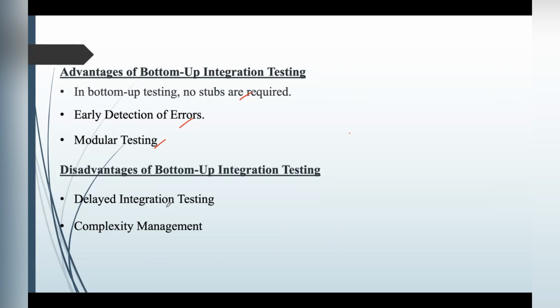Disadvantages: first is delayed integration testing. Since the focus is on lower level components initially, higher level functionality of the system might not be tested until later in the process. Thus, it potentially delays the discovery of issues that affect the overall system. Next, we have the complexity management issue. So here, managing the tests for a large number of lower level components can become complex, especially when these components need to be integrated and tested together.